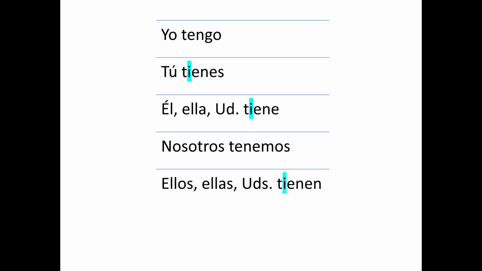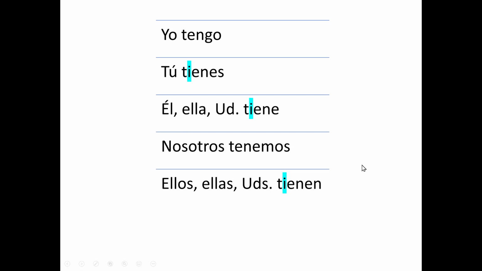However, the stem also changes. What's the stem? It's what comes before the ending. In the case of tener, the stem will be ten. And as you can see by the highlighted words, ten is only the stem for yo and nosotros. For everything else, you need to add an I. So instead of ten, it's going to be tien. Tú tienes. Él, ella, usted tiene. Ellos, ellas, ustedes tienen.